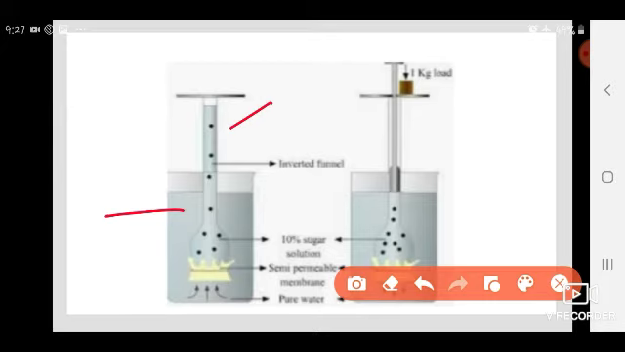The big tip of the Thistle funnel is closed with a semi-permeable membrane. It can also be obtained from an egg.